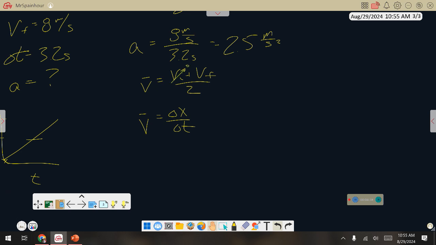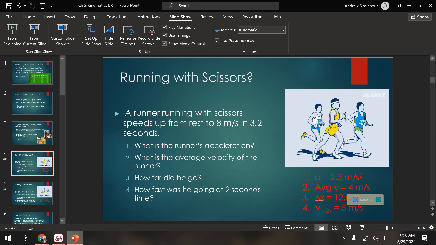So this is just 8 meters per second divided by 2. This should make really good sense. The average velocity is 4 meters per second, right there in the middle between the 0 and the 8, and it steadily rose. Half the velocities are less than 4, half the velocities are greater than 4, so I 100% can use that average. Now the next part of this asks, how far did he go?